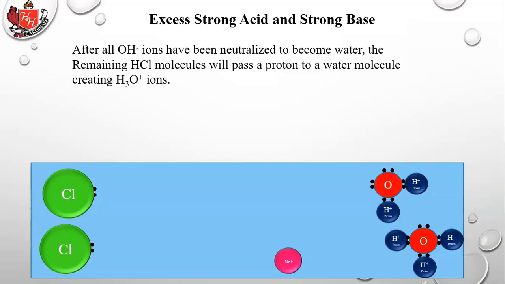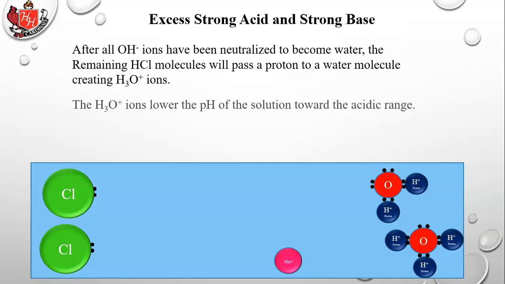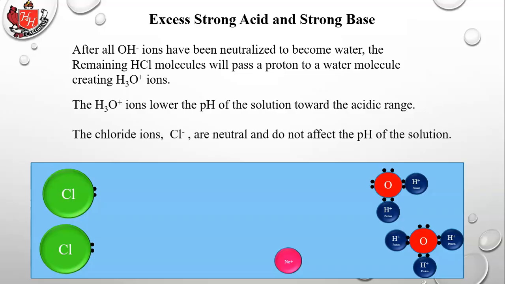Okay, so at the beginning, after the sodium hydroxide had dissociated, we had hydroxide. We had a basic solution. Now, after both of these dissociations of the hydrochloric acid have taken place, we now have an acidic solution because we have a hydronium H3O+ ion in the solution now. So the H3O+ ions lower the pH of the solution towards the acidic range. The chloride ions Cl- are neutral and do not affect the pH of the solution.